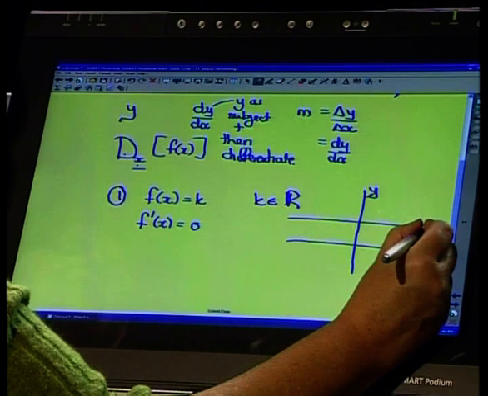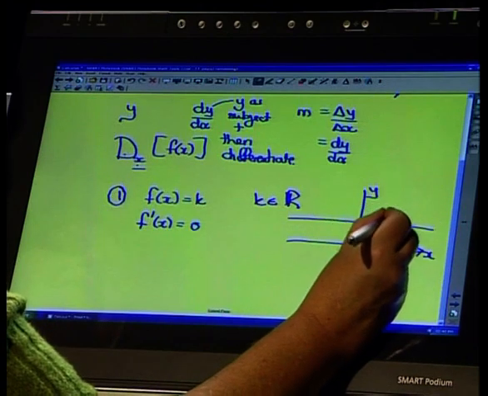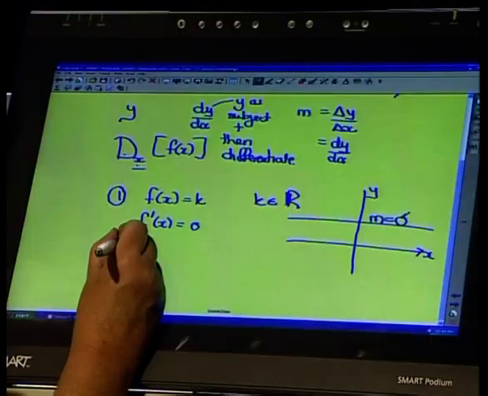What do you know about the gradient of a line like that? Well, the gradient is clearly zero because it's horizontal. Horizontal gradients are always zero. So it makes perfect sense that that's the case. So right, let's go over here and let's look at another way of writing it.